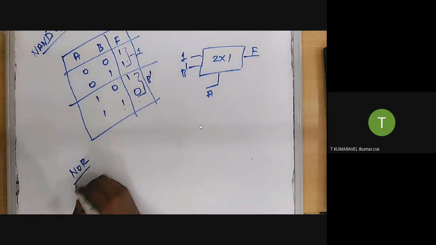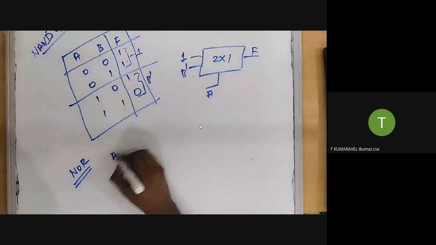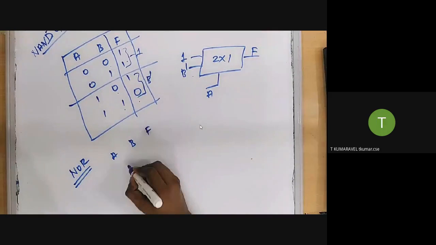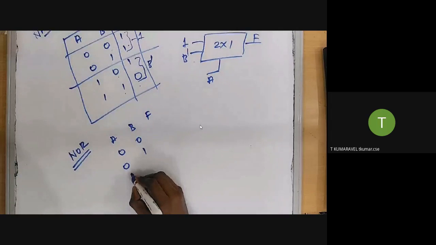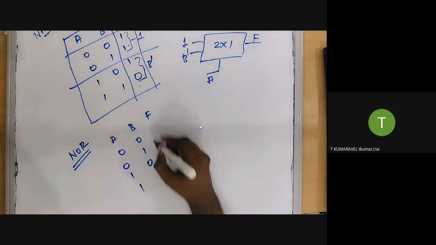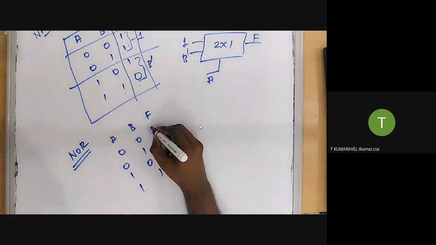Similarly for NOR gate. What is the truth table of NOR gate? A, B, F: 0 0 1, 0 1 0... So 1.